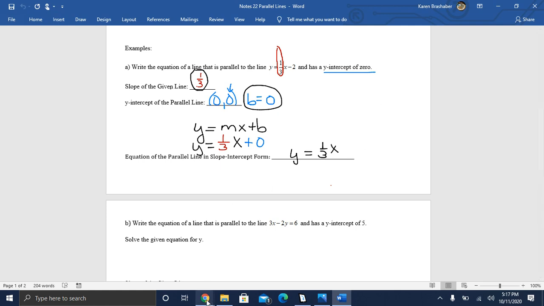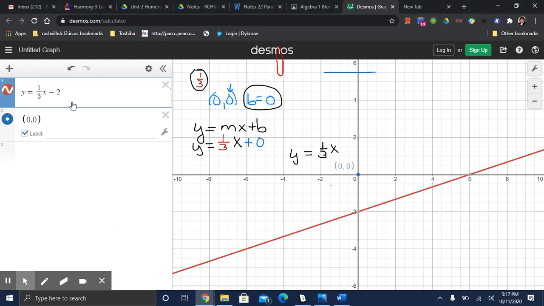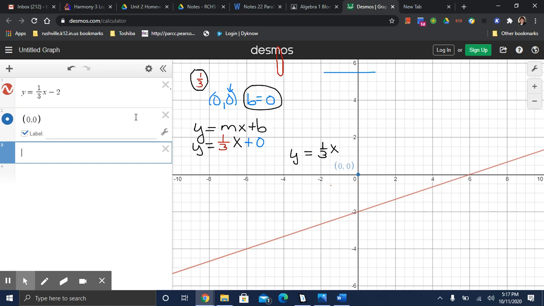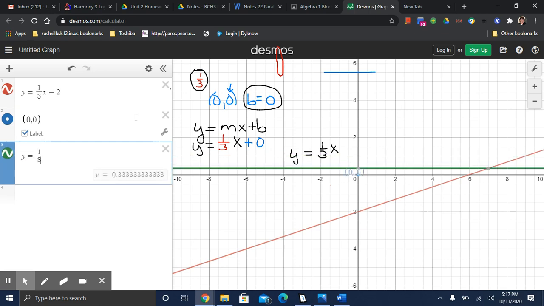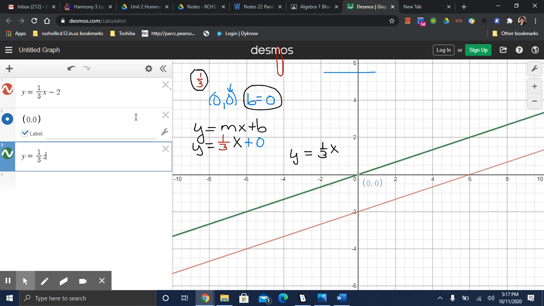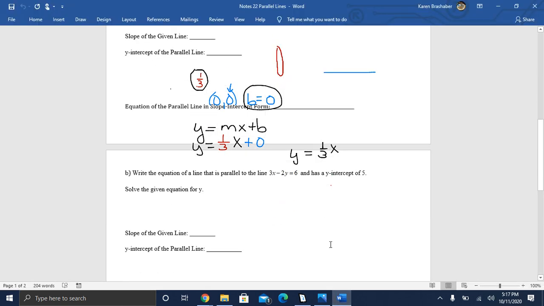And I'm just going to go ahead and graph that so you can see it. So we draw this line, y equals 1/3 x, and then not put the plus 0, 1/3 x, then you'll see that we have this parallel line that does go through the point 0, 0. All right, so we'll move on. We'll take a look at your second example.